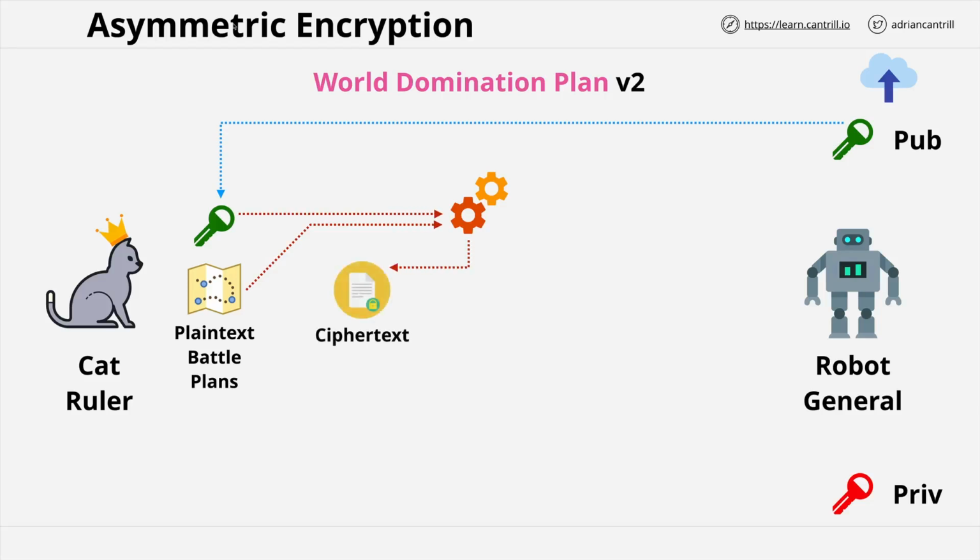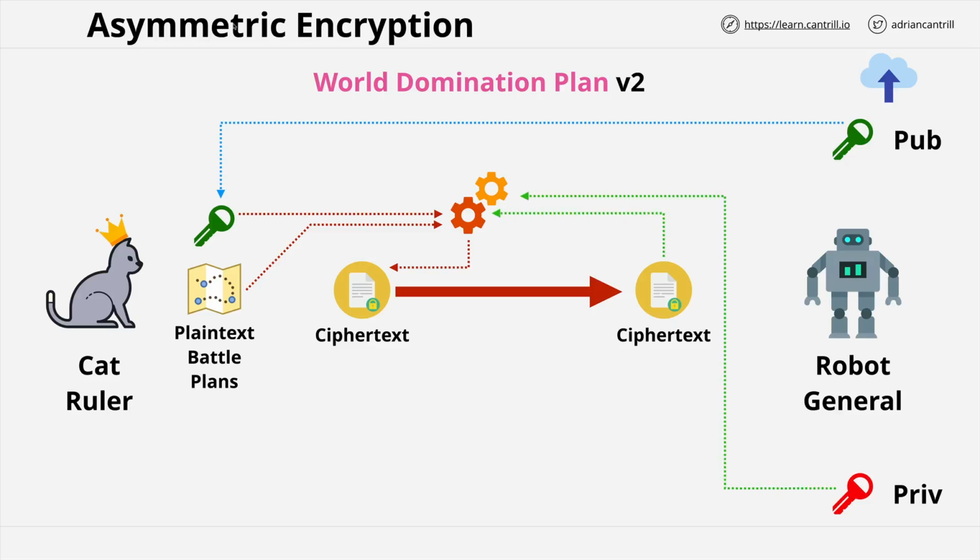The ciphertext can then be transmitted to the robot general, and once received, only the robot general could decrypt that data. This time though, there's no key exchange required because the rulers are using asymmetric encryption. The general already has his private key, and so he provides that private key and the ciphertext to the algorithm, which decrypts the ciphertext back into plaintext, and then the robot general has a copy of the plaintext battle plans.